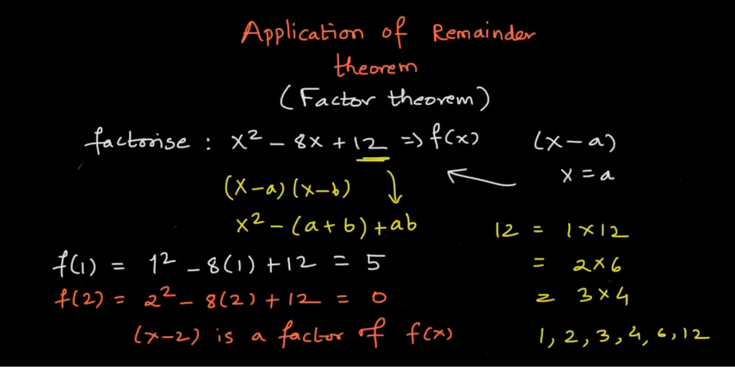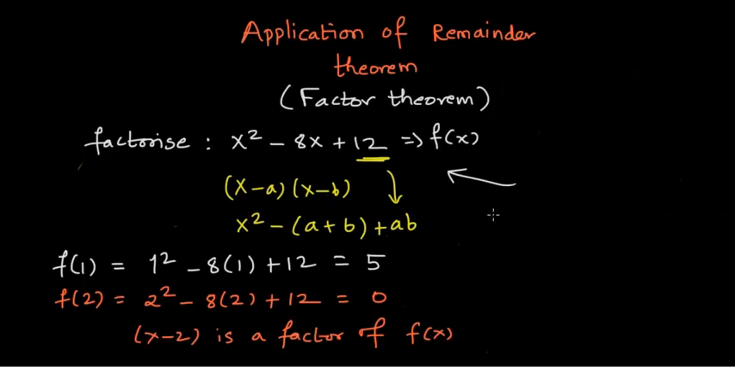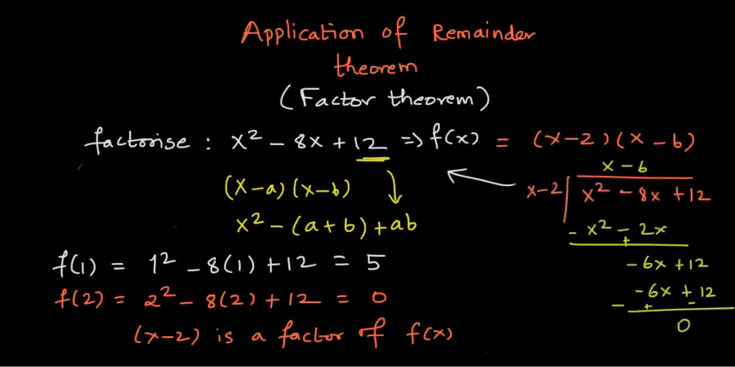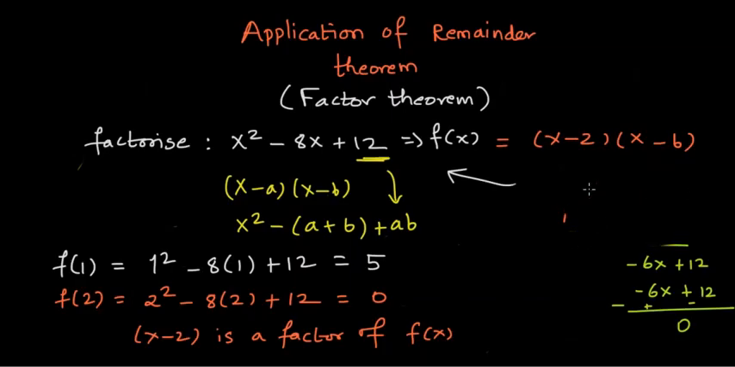So since we have confirmed that x minus 2 is a factor, we can write f of x to be x minus 2 times some x minus b. If we do long division and divide the given polynomial by x minus 2, after the long division, we realize that another factor is x minus 6 because we got the remainder 0. And so it is possible to write down all the factors once we find at least one factor using the factor theorem, and we can use any of the available methods, something that we just saw, a long division, and then we can write the other factor as x minus 6.